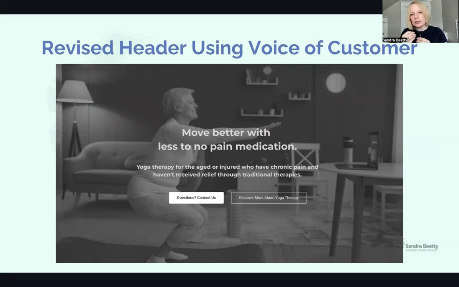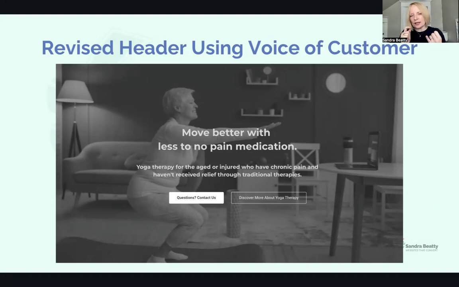So people were turning to yoga therapy when they had tried other traditional methods and were not getting the results they wanted. They still had ongoing pain. They were still taking a lot of pain medication. They were still struggling to get through each day of their life. And so having that information helped write the headline.